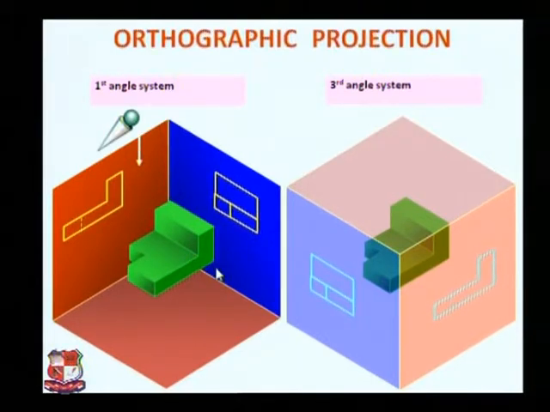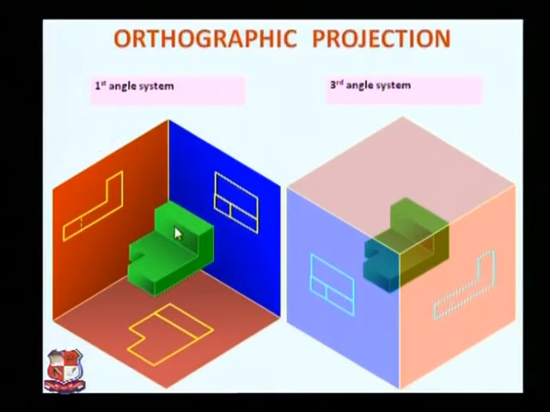Now we are looking from top. If you look from top, what should be its shape? So this would be its shape in top view as represented over here. This rectangle would be here, and this is the shape.